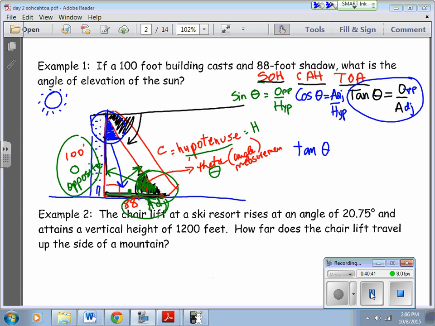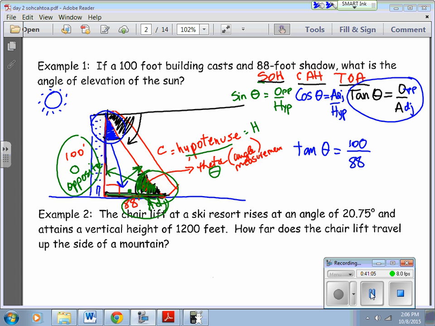Tangent of theta, that's the angle we're going to find out right now, is equal to the opposite. What number represents the side that's the opposite? 100. Divided by which side represents the adjacent thing? 88. Good.